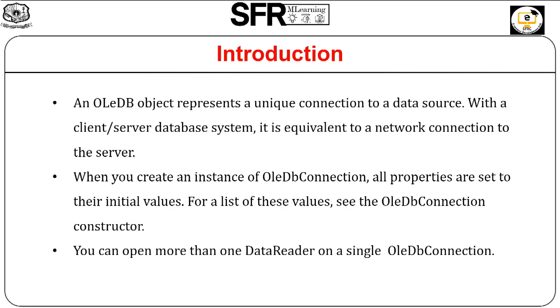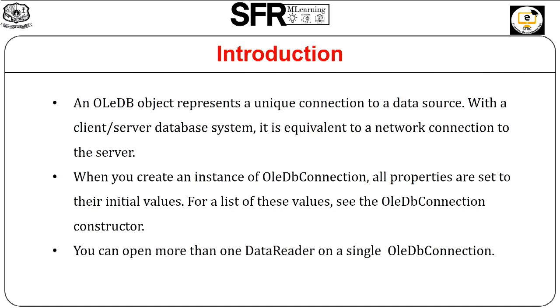An OLEDB object represents a unique connection to a data source with the client or server database system. It is equivalent to a network connection to the server. That is, OLEDB is a unique data source which we use for network connection. With the client or server database system, we can have a database both in the client system as well as the server system. So the OLEDB connection is similar to the connection we have in the server.